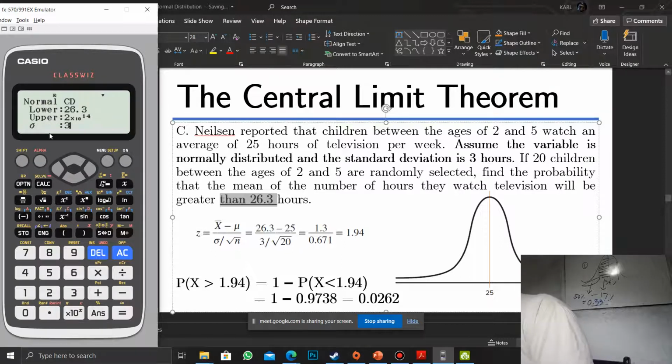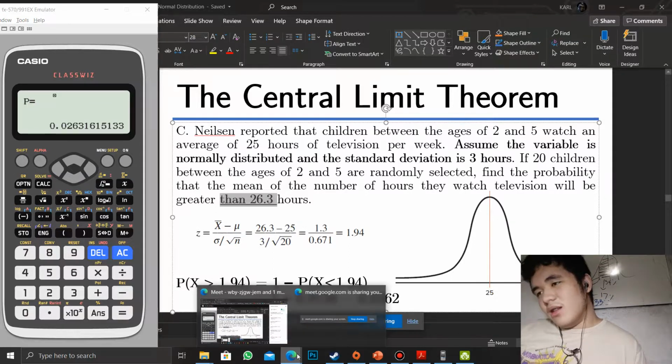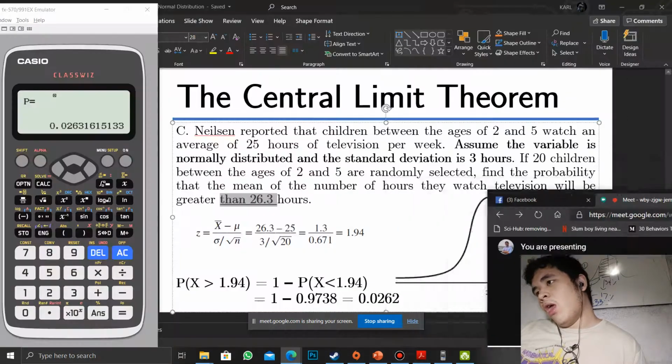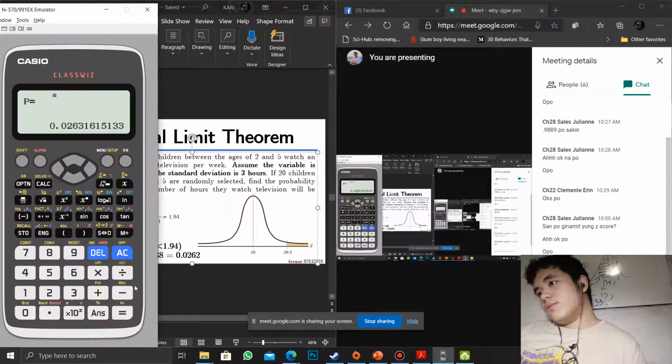Sigma is 3 over square root of n, no? Kumbaga, instead na pinapasok natin yung 3 lang, i-divide natin by the square root of the sample size, no? Mean is 25, nakasulat dyan. Watch an average of 25 hours of television per week. Yan, 0.0263. O yan, nakuha na?